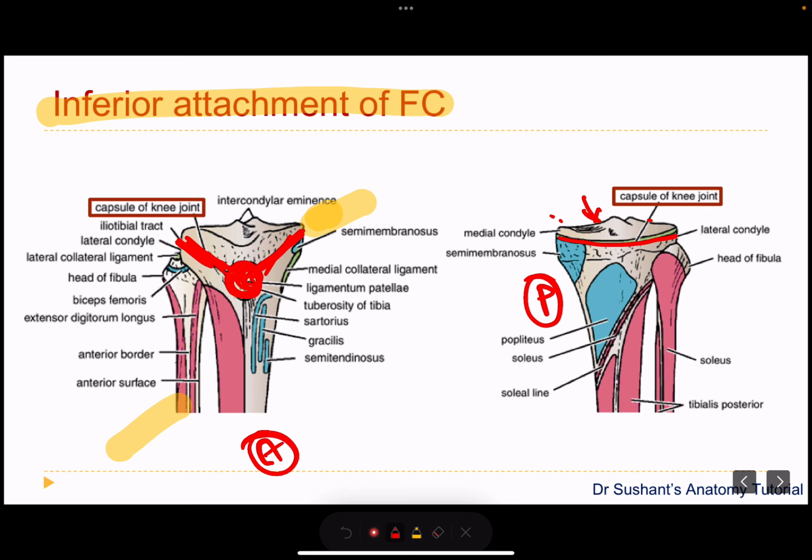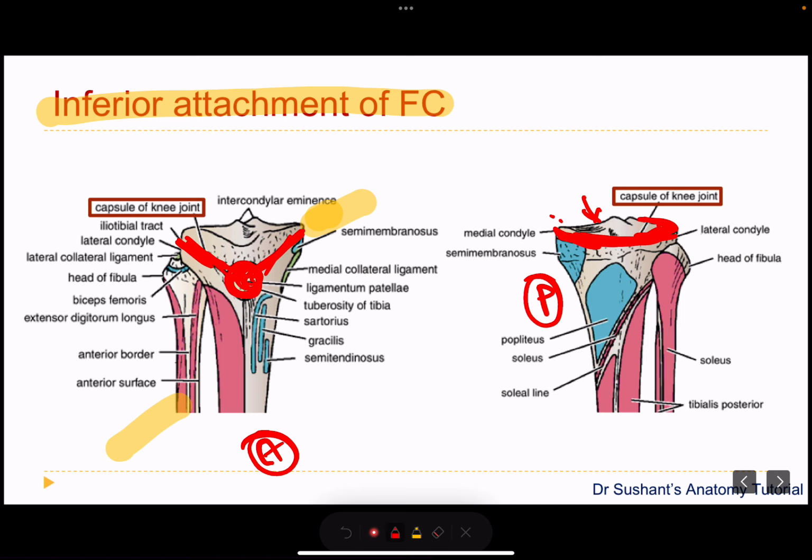So posteriorly, the fibrous capsule is attached to the posterior margin of the intercondylar area and adjoining articular margins of both medial and lateral tibial condyles. So the articular margin of the medial condyle, articular margin of the lateral condyle. So along the periphery of the articular margins, we have the attachment of the fibrous capsule posteriorly.